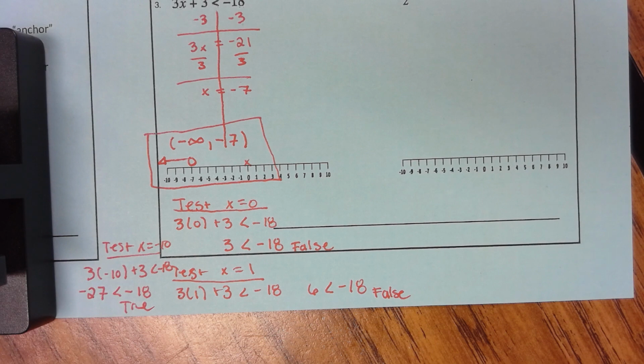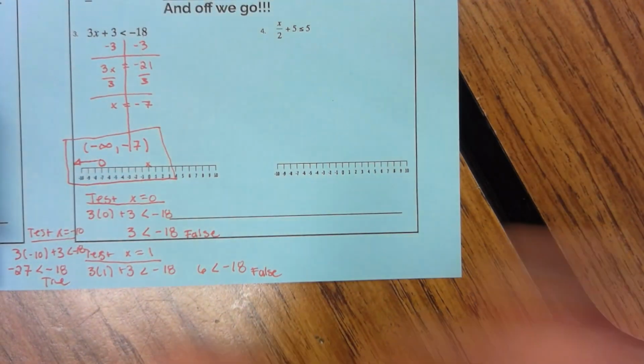Let's do another, because again, this is our main focus for today. When we test, where does that tell us where to shade? And again, the basic rule: if it's false, shade the other side. If it's true, shade the same side. So let's try another one, and then we'll get you all doing some work on your own.